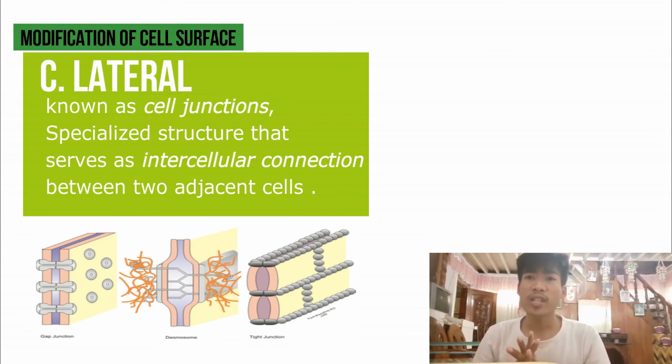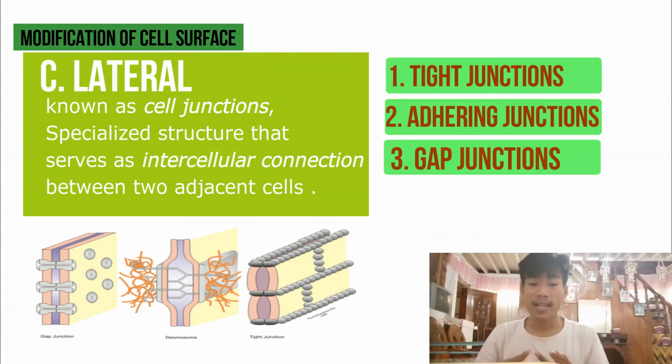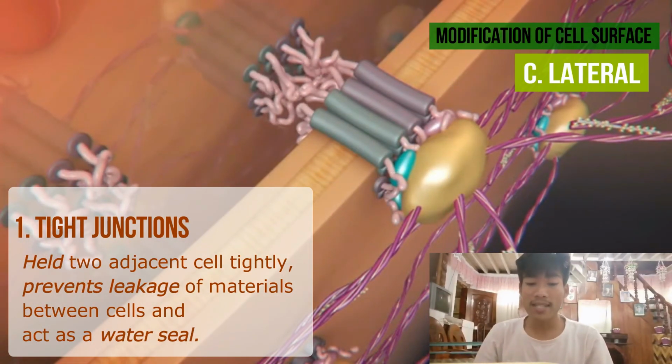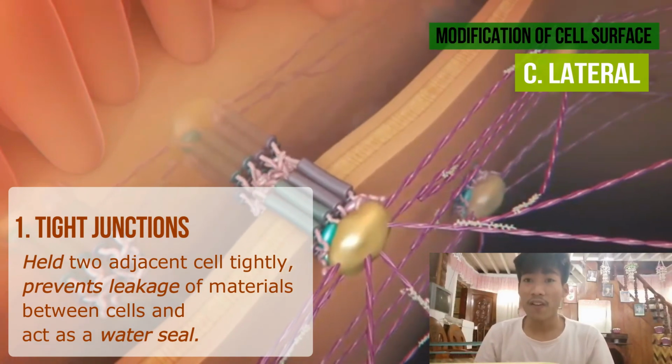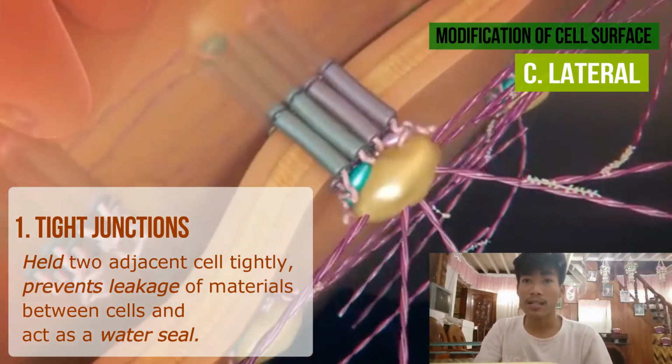Basically, there are three types of lateral modification. We have the tight junction, the adhering junction, and the gap junction. Tight junction held two adjacent cells tightly. It prevents leakage of materials between cells and acts as a water seal.